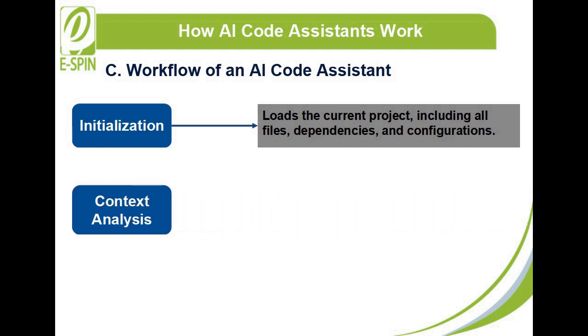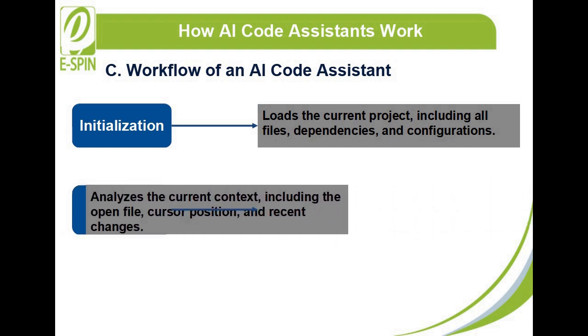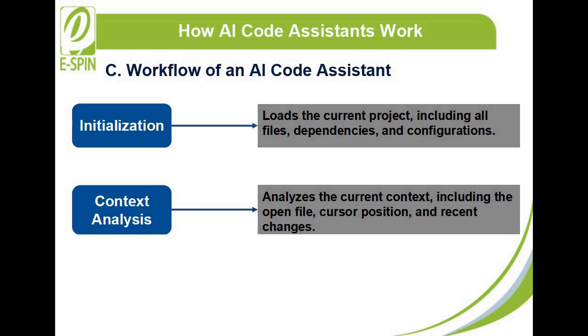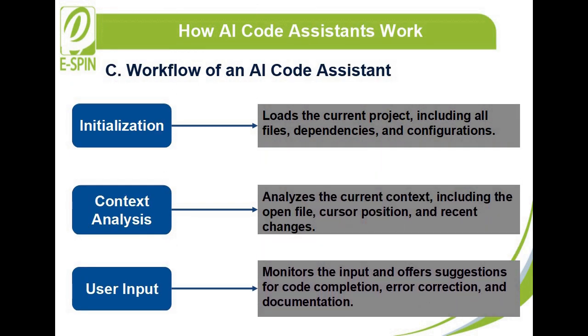Context analysis. The AI code assistant analyzes the current context, including the open file, cursor position, and recent changes. It identifies the programming language, libraries, and frameworks in use. User input. As the developer types, the AI code assistant monitors the input and offers suggestions for code completion, error correction, and documentation. If the developer inputs a natural language description or a comment, the assistant interprets it using NLP and generates the corresponding code.